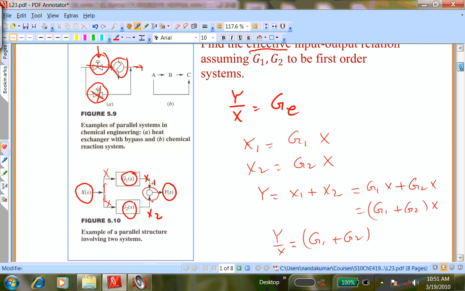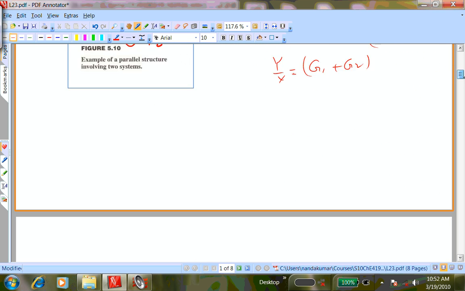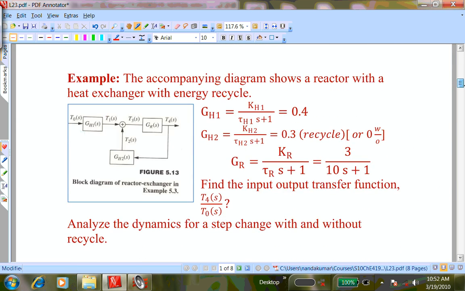I could put a numerical problem on this, saying I give you a G1 as a first order system with its time constant, G2 as a first order system with its time constant, then develop the step response, for example. Okay? So in this problem, they're not asking you to do that. The next example is a bit more complicated one.